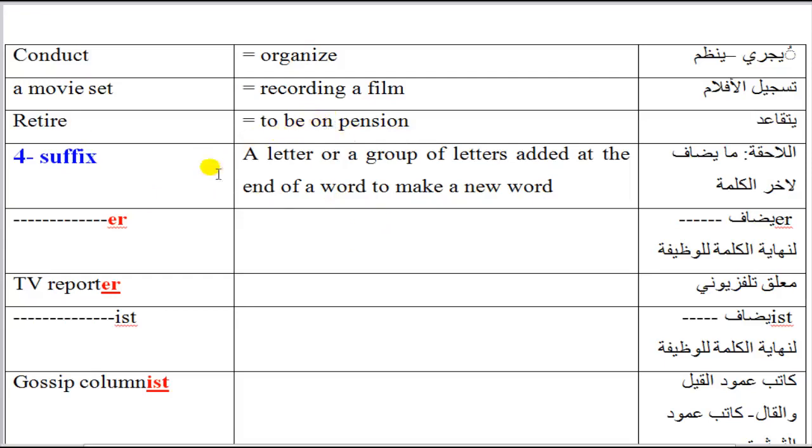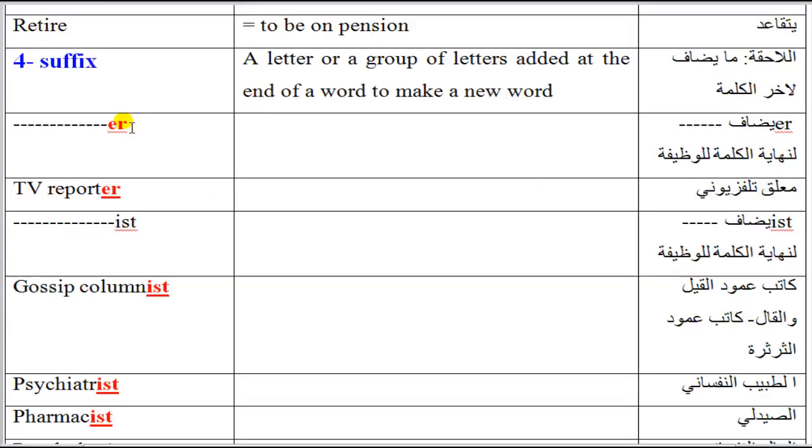Number 4, here we have suffix. What's a suffix? A suffix is a letter or a group of letters added at the end of a word to make a new word. So in the suffix here, we add er, ist, ian, whatever. We just add one, two, or three letters, and we change the word.